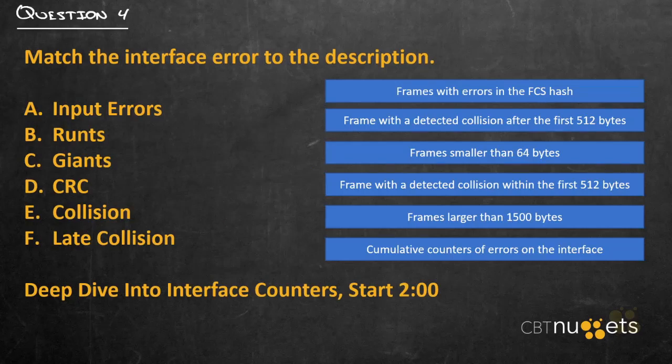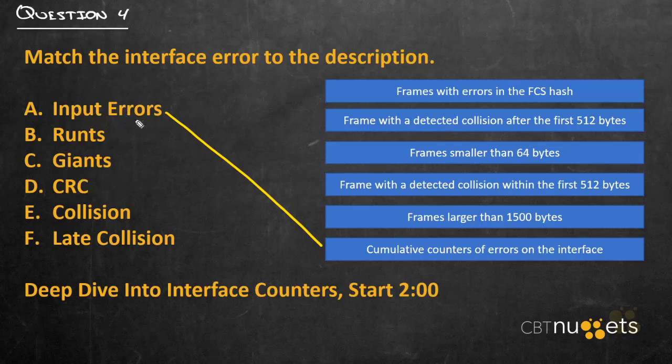Take a moment. All right, the answers are A, input errors are the cumulative counters of the errors on the interface. It's actually a collection. So if you take all the runts and giants and CRC and add them all together, you get the input errors.